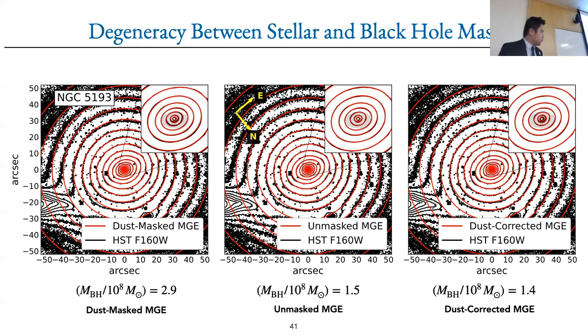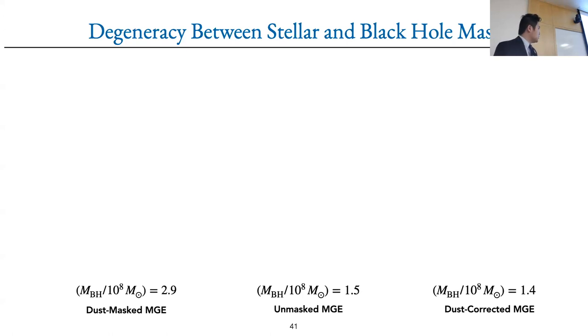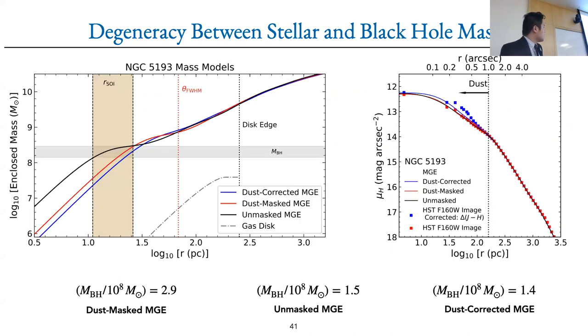And you know, you might think to yourself that you could really pick any one of these three, and there shouldn't be too much of a difference. But the story is that indeed there is a big difference depending on what model you choose to use. And again, this might illustrate it even better if we take a look at the enclosed mass plot of the MGE models and the log radius plot.